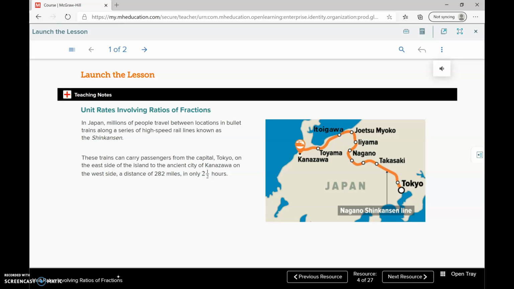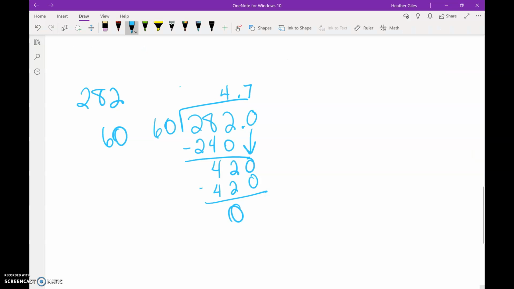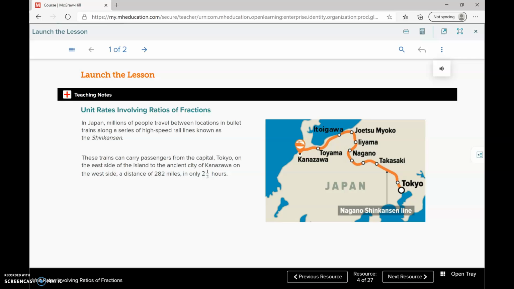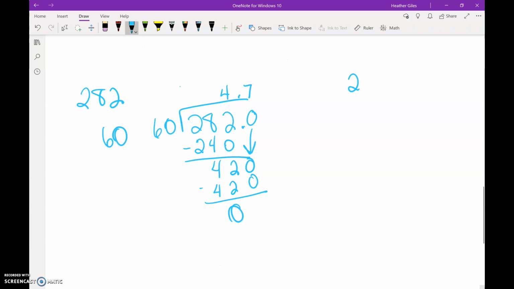How fast do you think that train was going? How could we do this quickly without writing everything out? Well, I know that the train has to go 282 miles. I could guess that, let's say it goes about 100 miles an hour. And we have 2.5 hours. So if I have 2.5 hours, how many sets of 100 would I need to have?